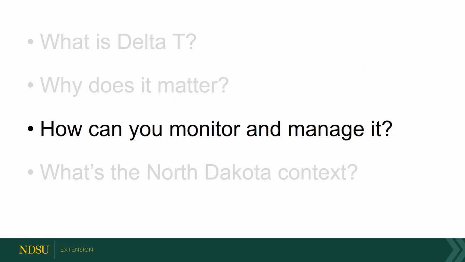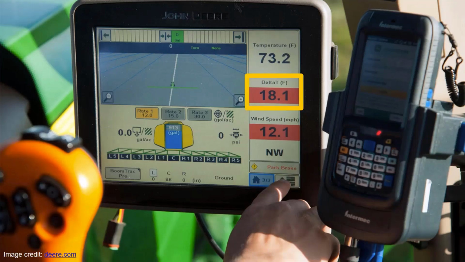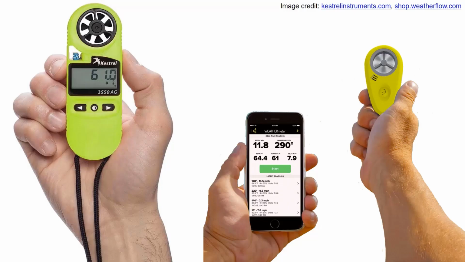So next is how can you monitor delta T and then manage it? We'll start first with monitoring it, and you have several options here. One is that a spray rig might actually be capable of monitoring this. This is a screen from a John Deere sprayer. It's an optional add-on to have a weather station right on the sprayer, and then the display screen in the cab will show delta T. Other manufacturers might have this capability as well. There are handheld units you can use. Here are a couple examples of handheld weather instruments that NDSU Extension has and could demonstrate upon request.